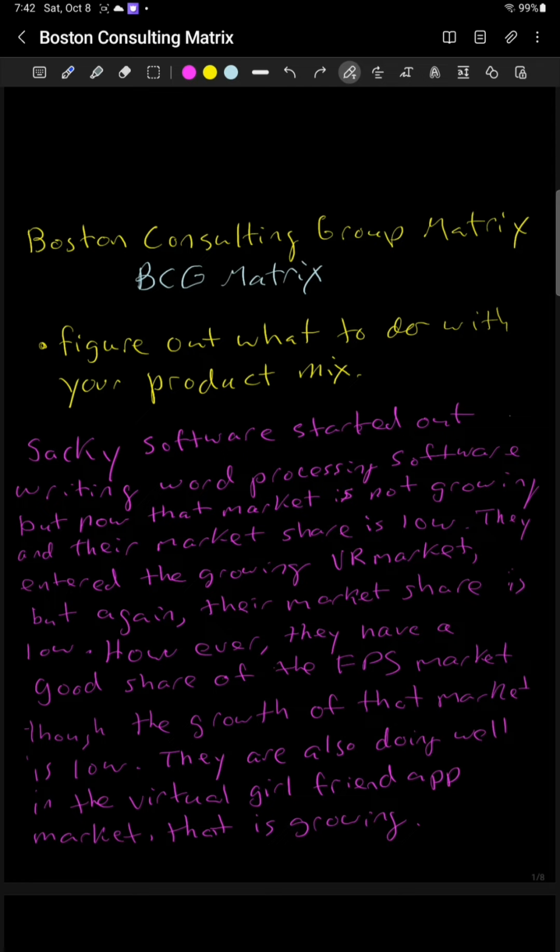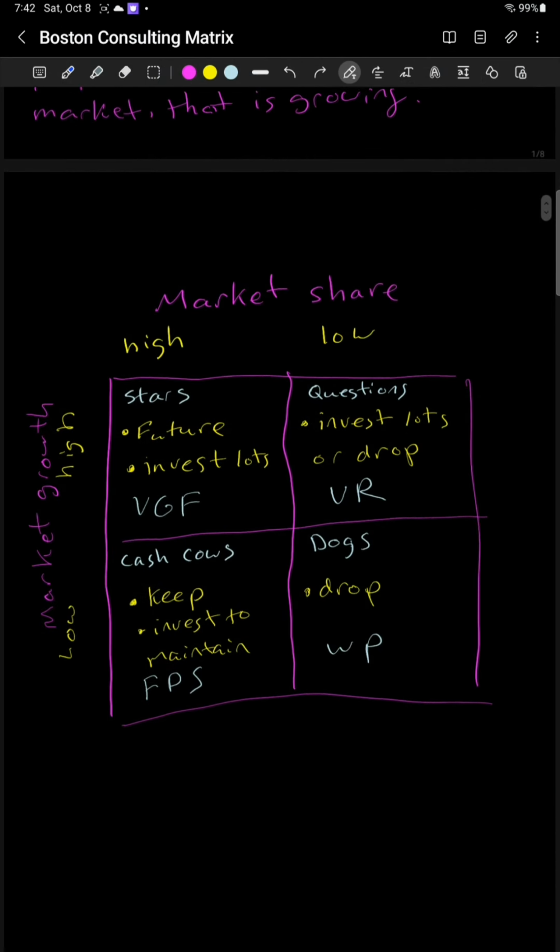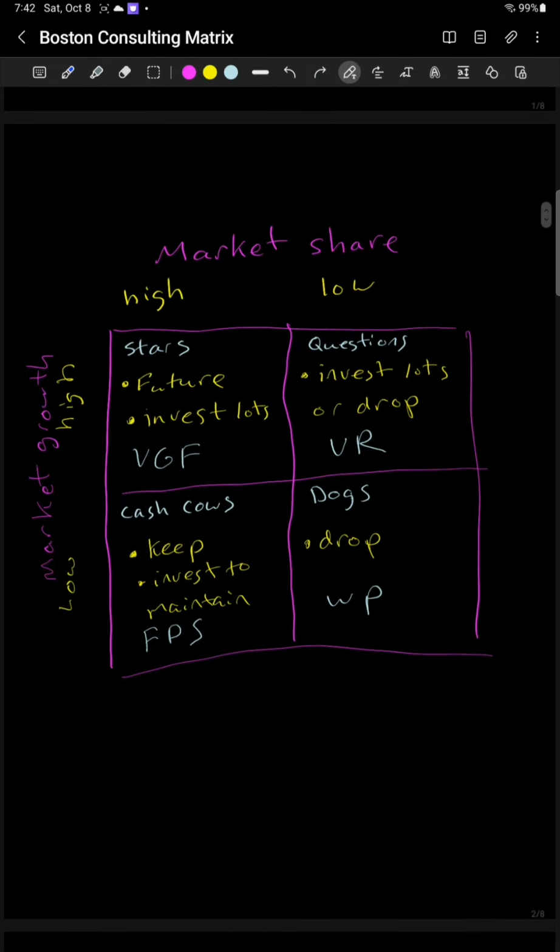Some of them are doing well, some of them aren't. Some of them are in markets that are growing and some of them aren't. And this Boston Consulting Group Matrix is to figure out what to do about all this information. So let's take a look. To do the matrix, you just make a little chart with 4 squares. You put market share at the top, market growth on the side, high, low, and you put the stuff in there.